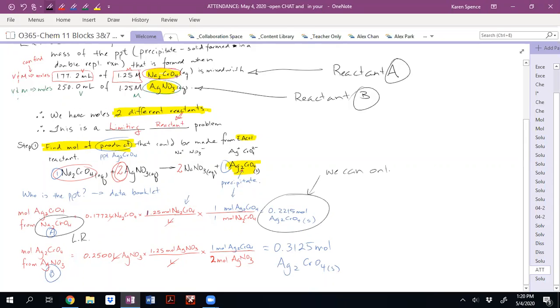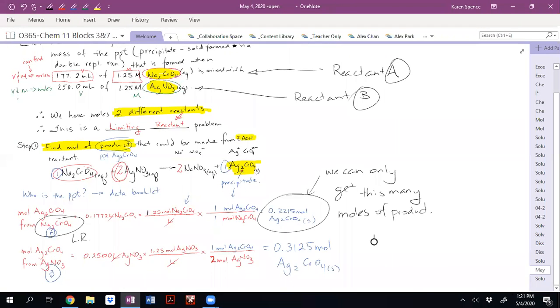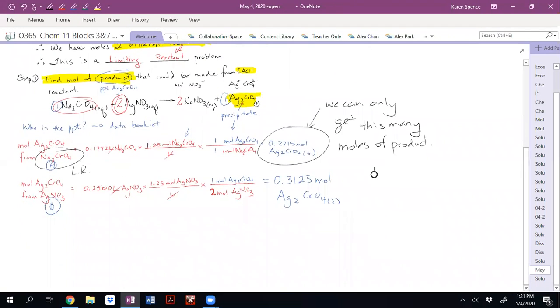We can only get this amount of product, this many moles of product. Okay, and if that is the case, then we can take that and we want to find the mass of the product. Well, that's straightforward enough. We know how to go from moles to mass.